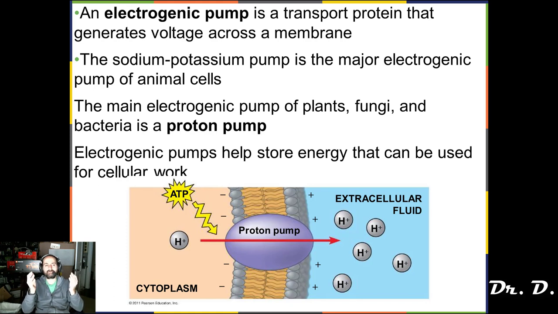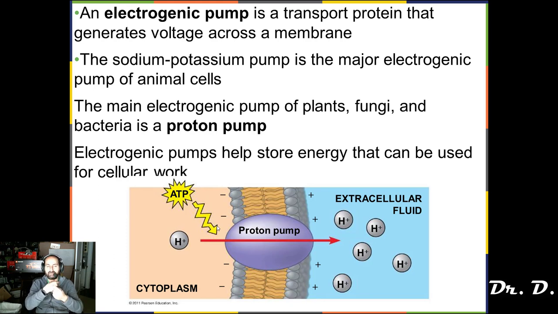What does membrane potential mean? There's a voltage difference across the membrane. What does that mean? That just simply means there's more positive charge on one side of the membrane and a more negative charge on the other side of the membrane. Does that make sense? So what do you need to know? You simply need to know that membrane potential means there's a voltage difference across a membrane. And active transport of ions is the easiest way to form a membrane potential.